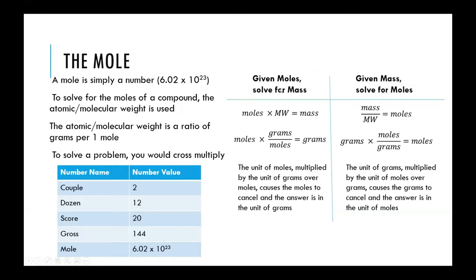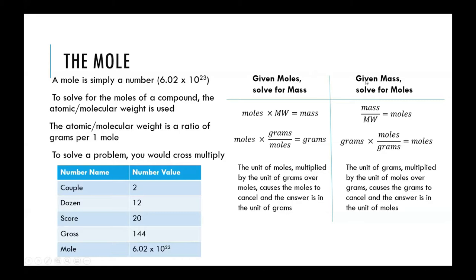And this is done through the molecular weight. So if you have a set number of moles, to solve for the mass of that amount, so how many grams does one mole weigh, or how many grams does 0.06 moles of something weigh, that would be multiplying it by the molecular weight. The molecular weight is in units of grams per mole. So if you multiply moles by the unit of grams divided by moles, the unit of moles cancels out and you're left with grams. The same would be true in the opposite direction.